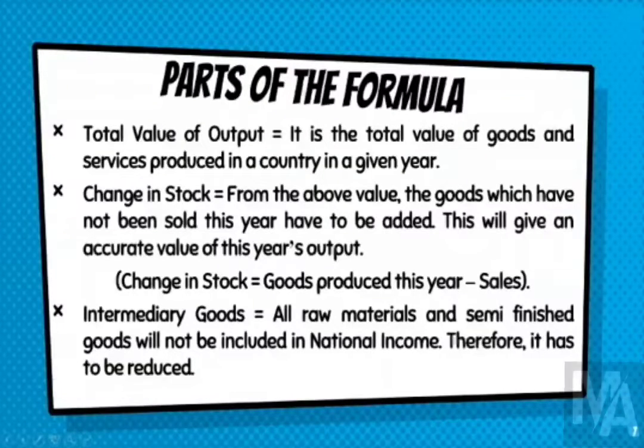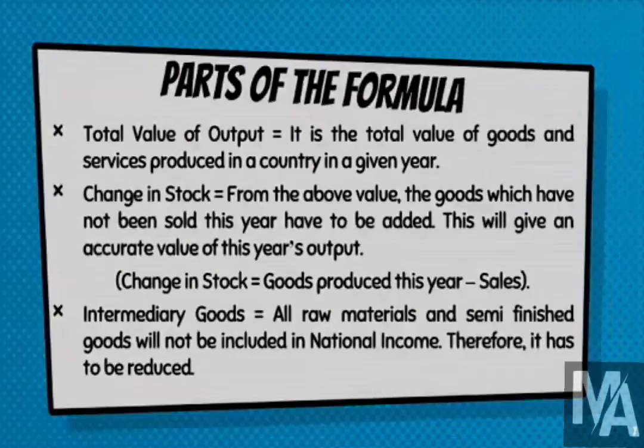The next one is intermediary goods. This also has been explained in the previous video, but once again, all raw materials and semi-finished goods will not be included in national income. Therefore, it has to be reduced because they are not valuable. They are not finished products. We are calculating only the total value of finished goods and services produced in a country. That was the first part of the formula.